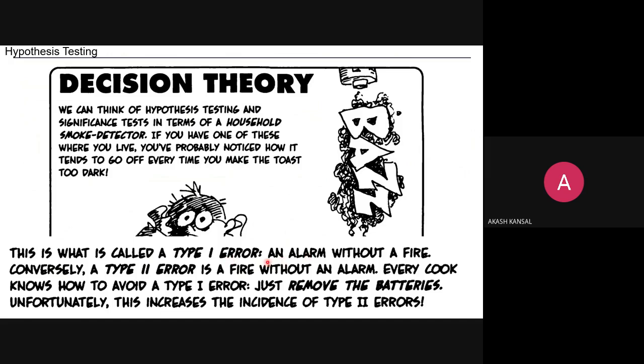So you can remember this. Type 1 error is an alarm without a fire. There is no cause, but the outcome you see is positive. And we already know type 1 error is very simple to avoid. We just turn off the alarm, we remove the batteries, right? But this will increase your type 2 errors. Even if there is a fire, since the batteries are not there in the alarm, it won't go off.